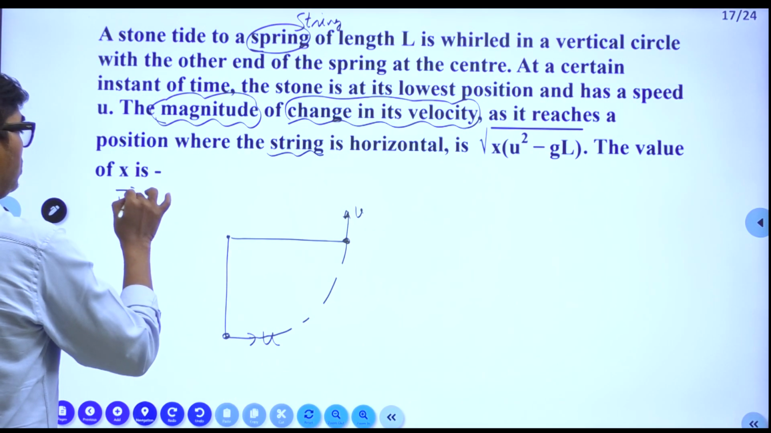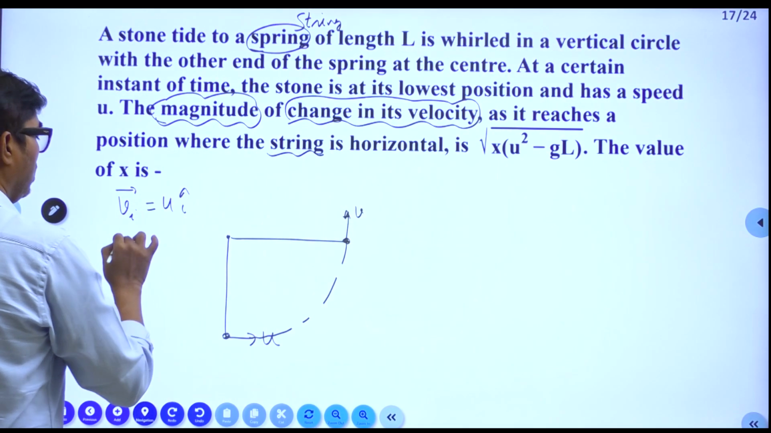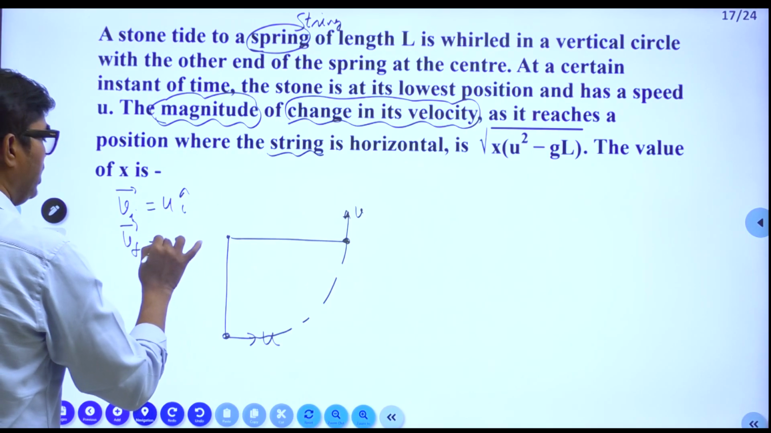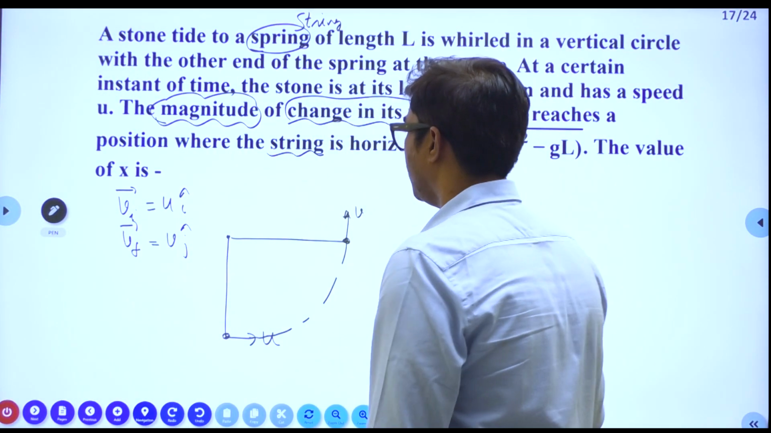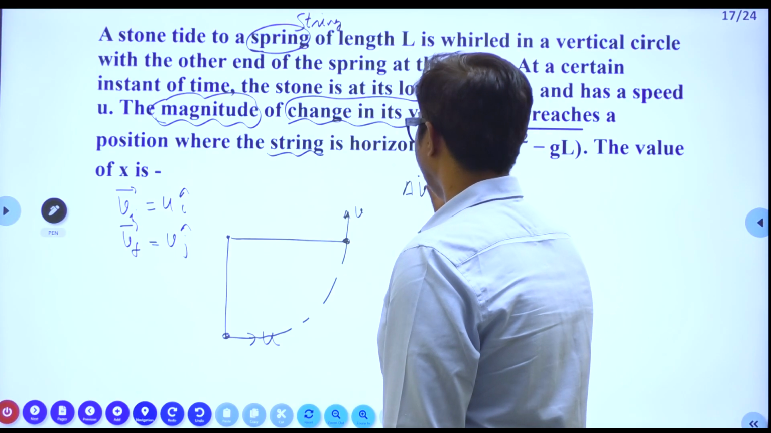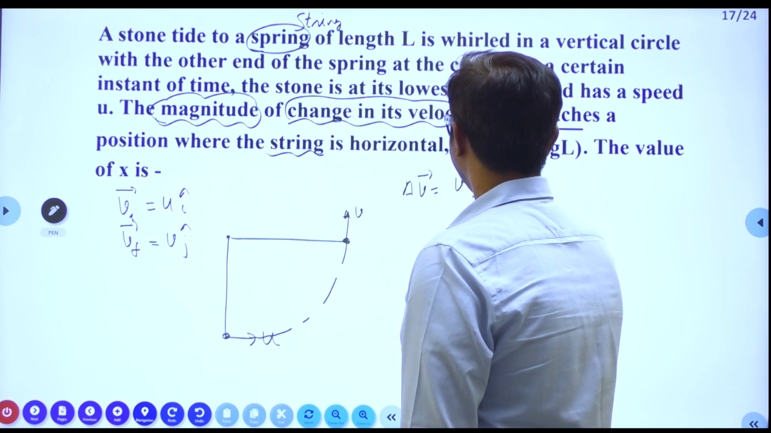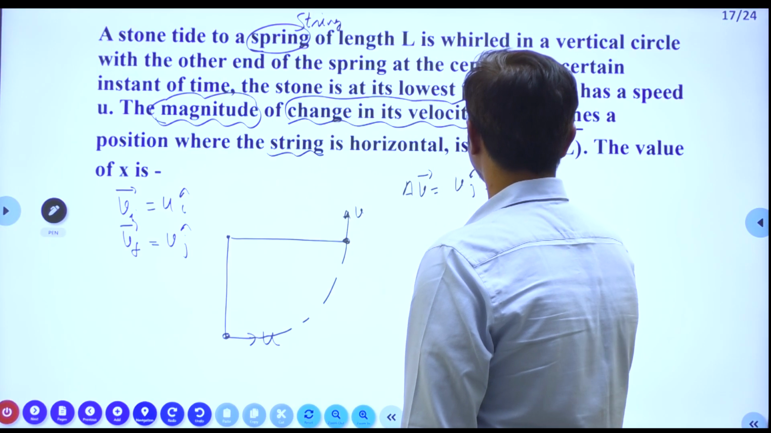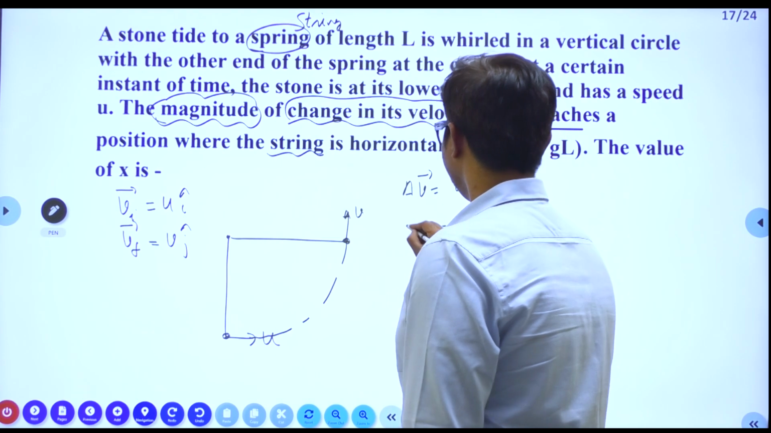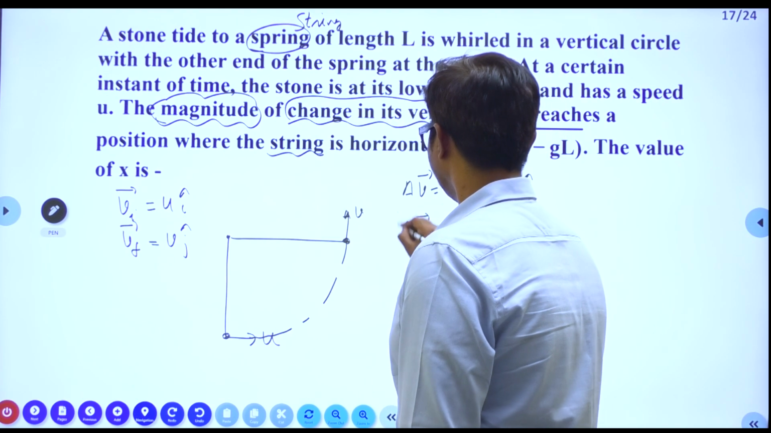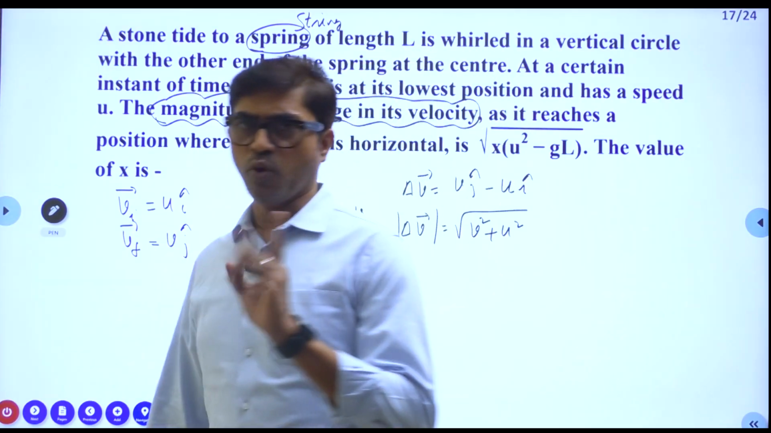V initial equal to, let us say, u i cap. V final will be v j cap. Alright. Change in velocity meaning v final minus v initial. So delta v bar, that will be v j cap minus u i cap, and that is root over v square plus u square if you take the magnitude. That is what they are asking about. Okay, so that is one point.